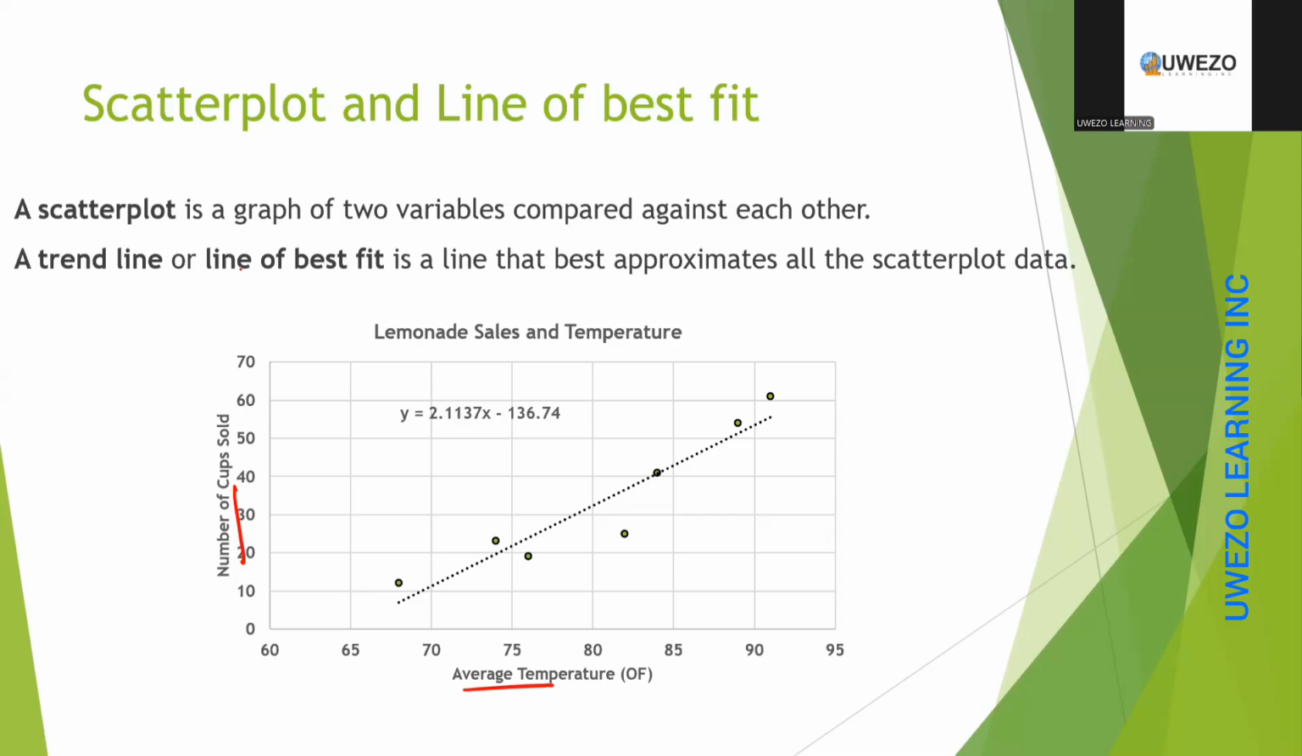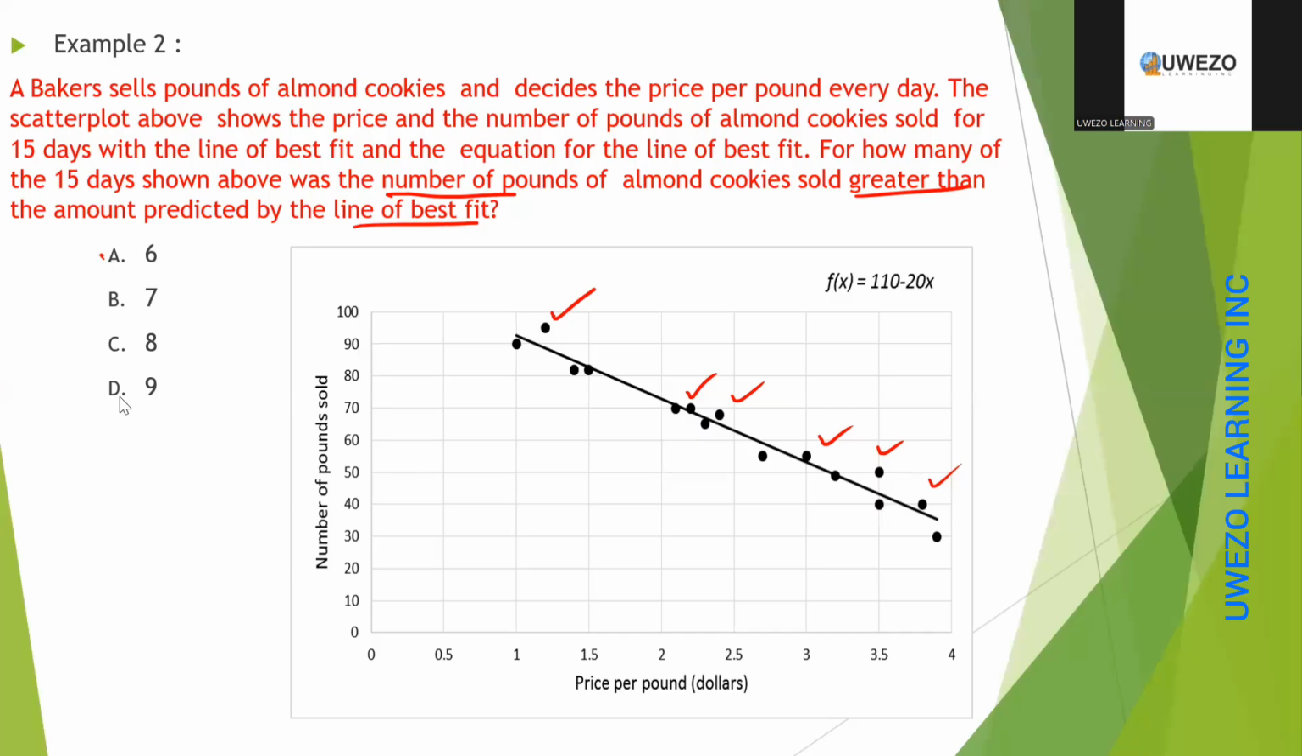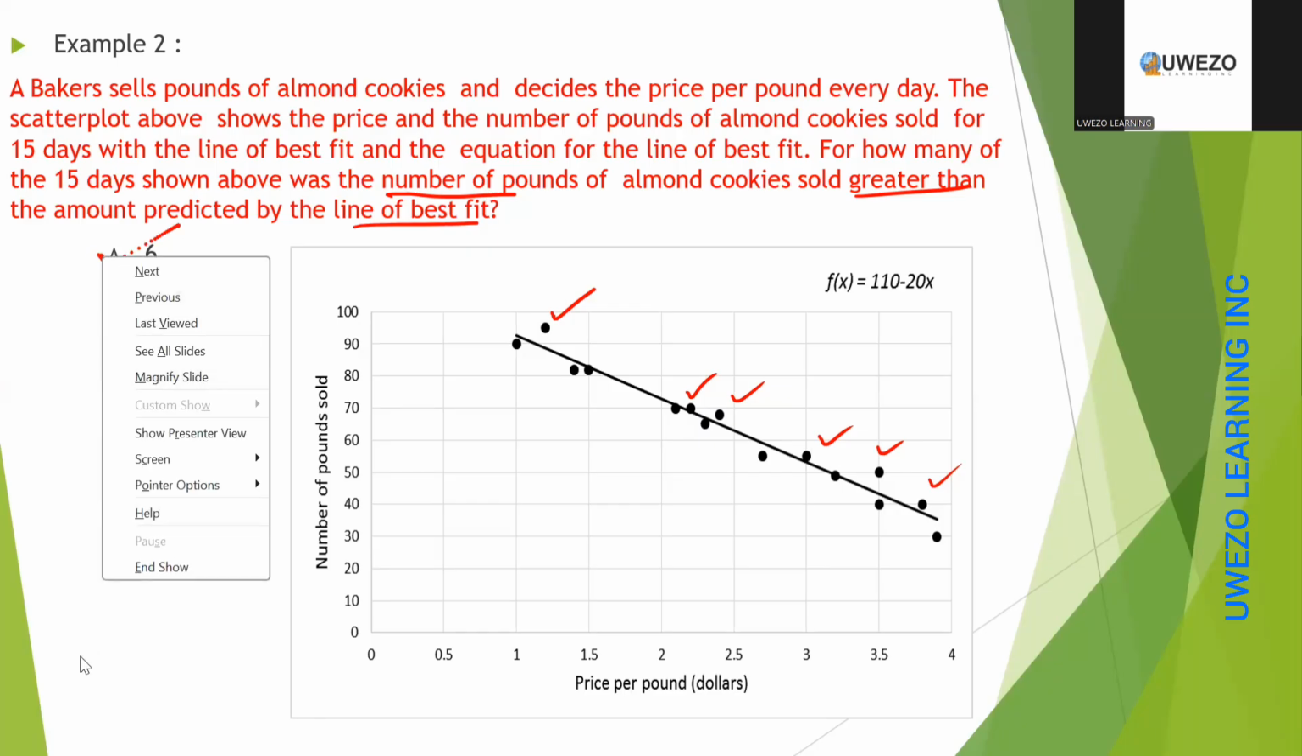Also, there is a trend line, or we also call it the line of best fit, that best describes the general trend of the data, and it also approximates all the data in the scatter plot. Hence, the answer will be option A.